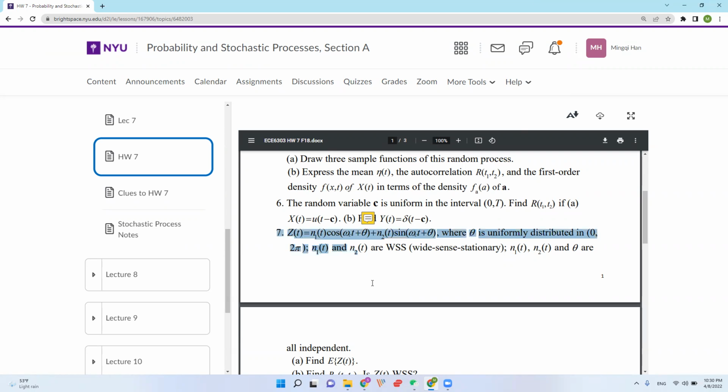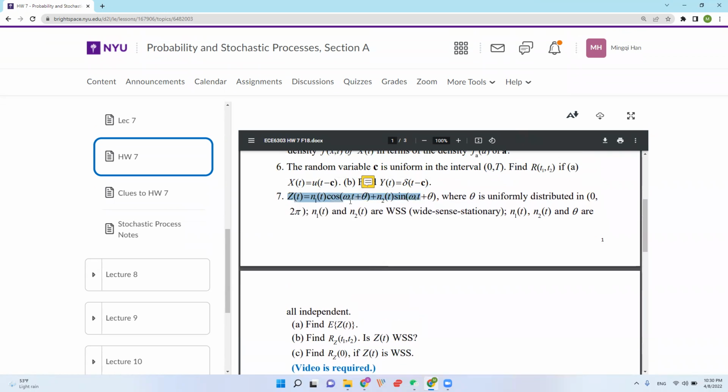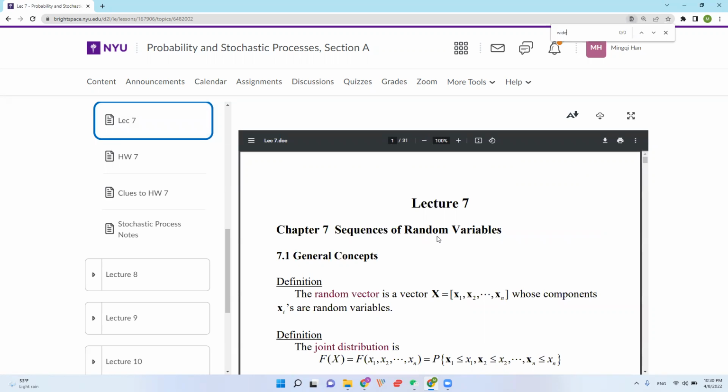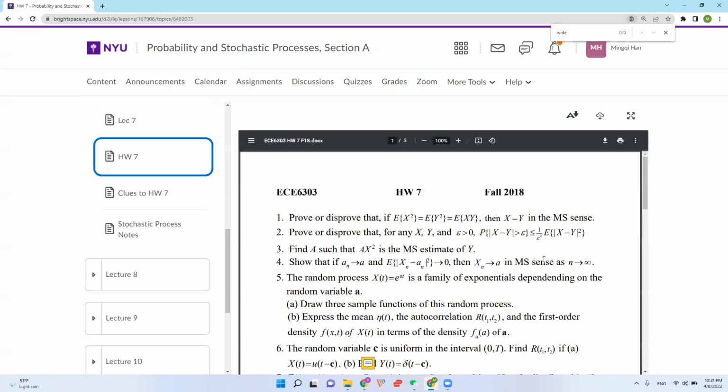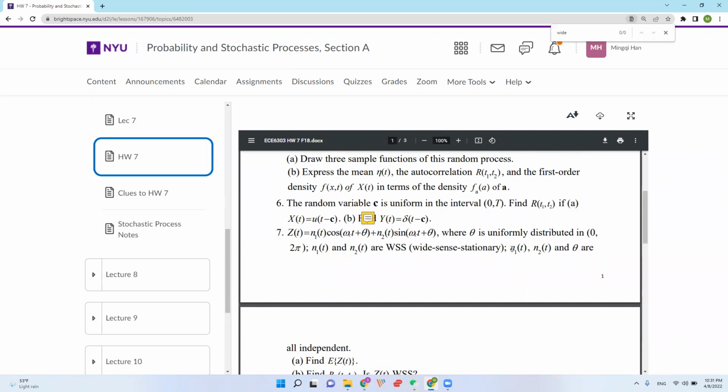For this question, we are given that Z(t) is equal to this expression. We are also given that zeta is uniformly distributed from 0 to 2 pi, and N1(t) and N2(t) are WSS, or wide sense stationary. Remember that in the lecture where we discussed wide sense stationary, we have this very handy property that will help us solve this problem. Also, N1(t), N2(t), and theta are all independent.